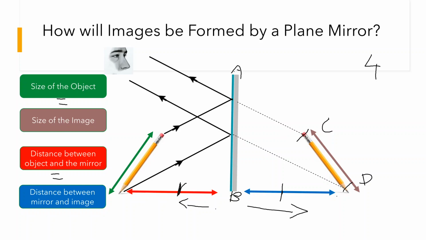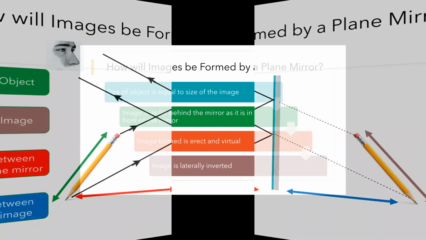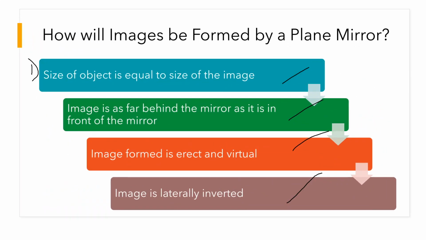The sentence is a bit confusing. The concept is very clear. What is that? Image is as far behind the mirror. If this is the image, this is as far behind the mirror as this object is in front of the mirror. Now I think you'll be clear with the diagram. Image formed is erect and virtual. I told you about that also. Image is laterally inverted. If it is like this in front of the mirror, behind the mirror it will be like this.